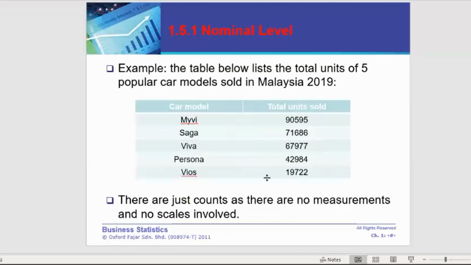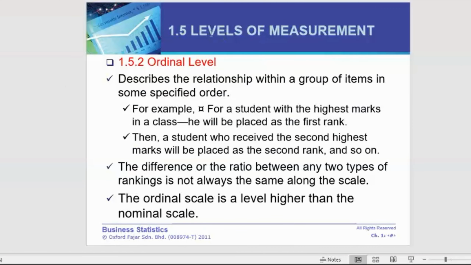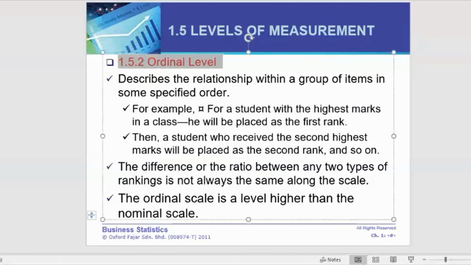The second type of level of measurement, which is a little bit higher than the nominal level, we call the ordinal level. So what does ordinal level mean? Ordinal level describes the relation within a group of items in some specific order. For example, the student with the highest marks in the class will be placed in first rank, and the student who received the second highest mark will be placed in second rank, and so on. So here we have the information, but we also have ranking for the information.